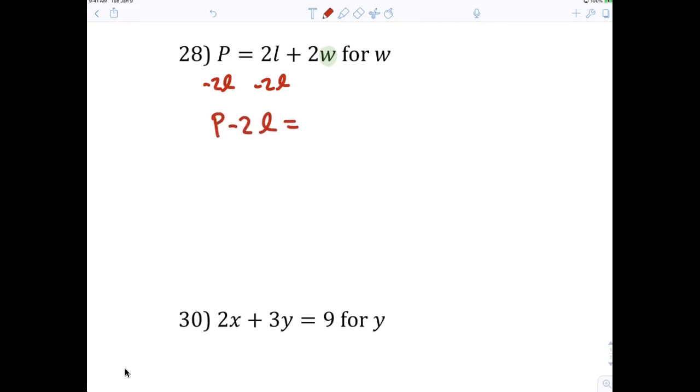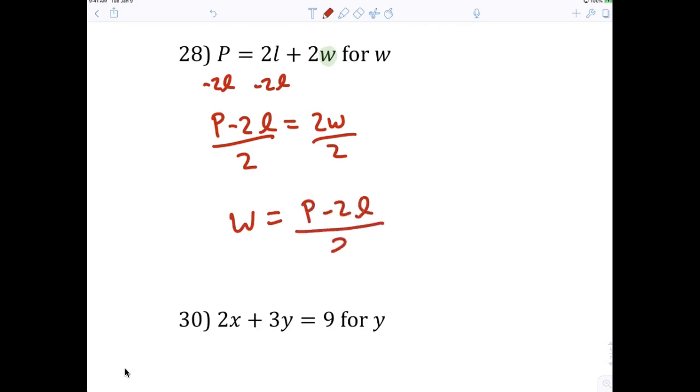Remember, you can't combine them. So now what? You divide by 2. So W equals P minus 2L all over 2. This is correct. Anybody have any questions with that?